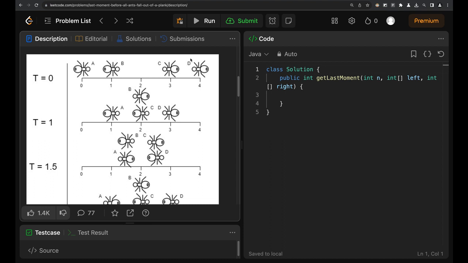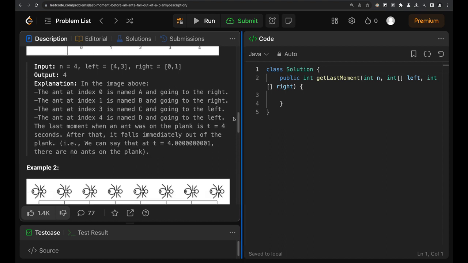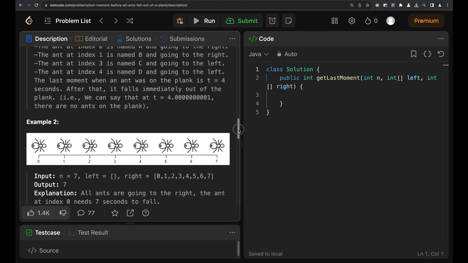So considering ant D, which my pointer points to, the maximum time would be 4. And for A, it would be 4 as well, but in the right direction, as D would fall on the left side of the table, and A would fall on the right side of the table. Let's verify this. It says 4, which is what we want.